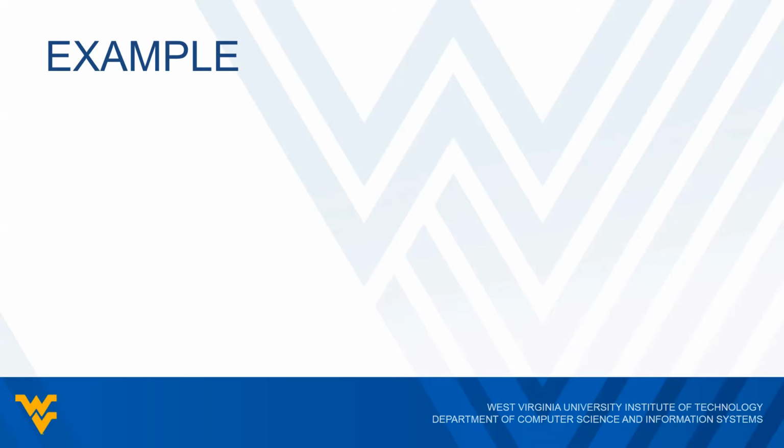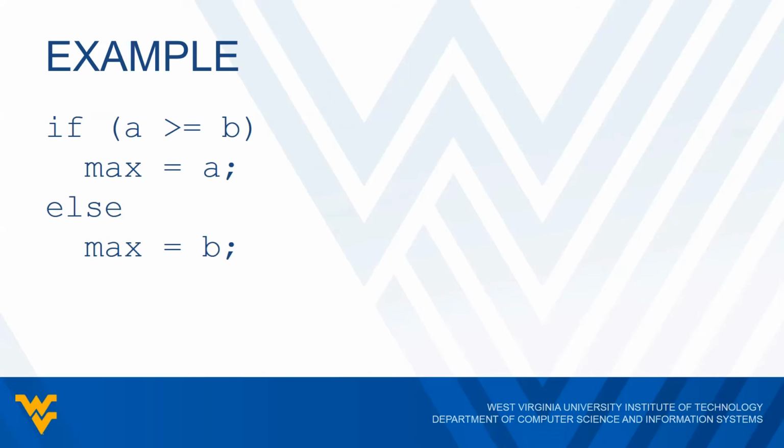So let's take a look at a very simple example. This is actually a very common example that's used for implementing the conditional operator. So let's say I want to find the max of two different values. So how do we do that? Well, we'll see if A is greater than or equal to B, then the maximum is going to be A. And if A is not greater than or equal to B, then that means A must be less than B, so the max is going to be B.